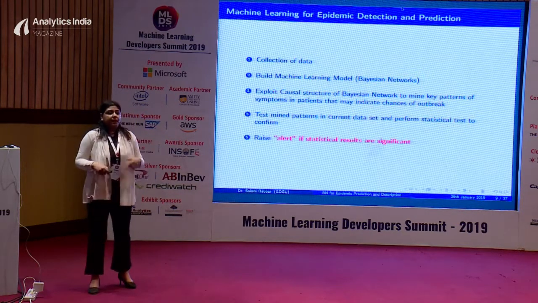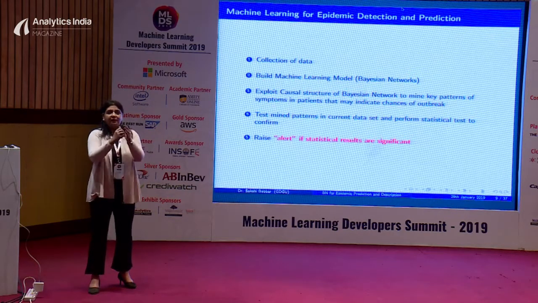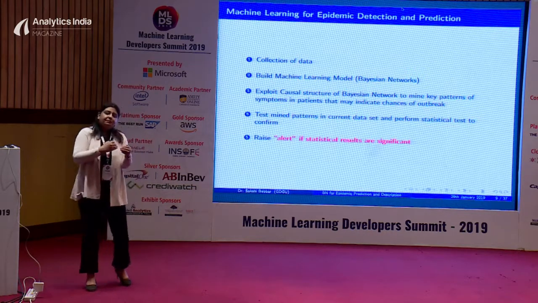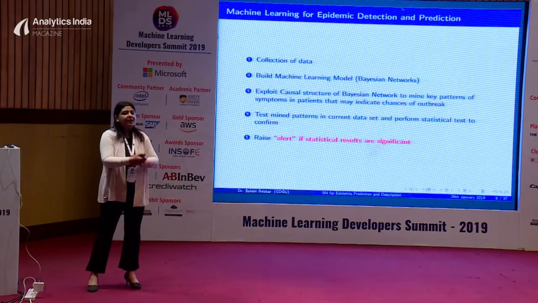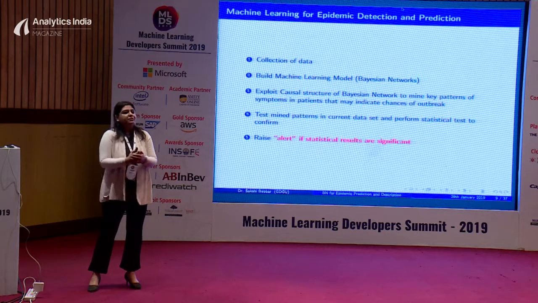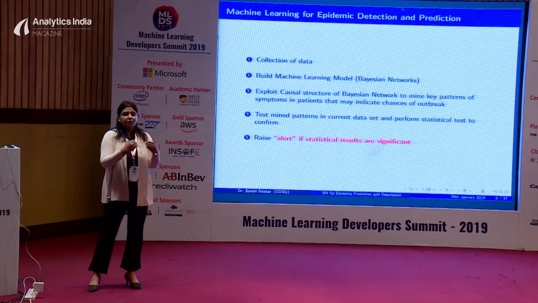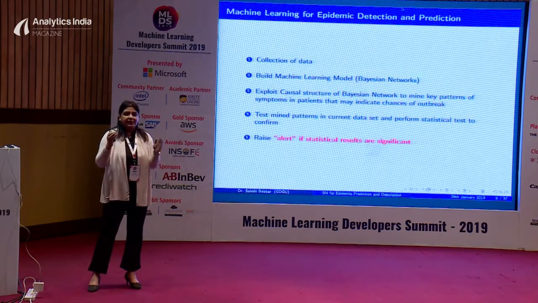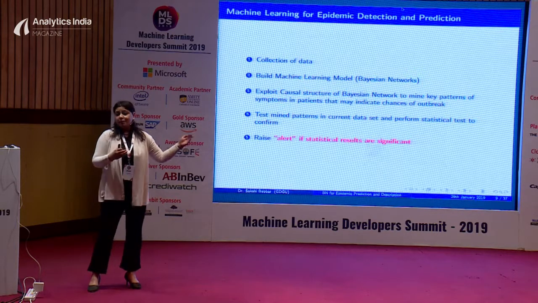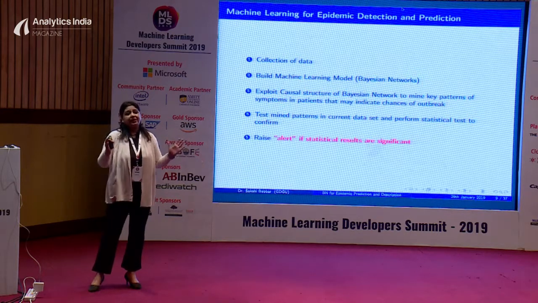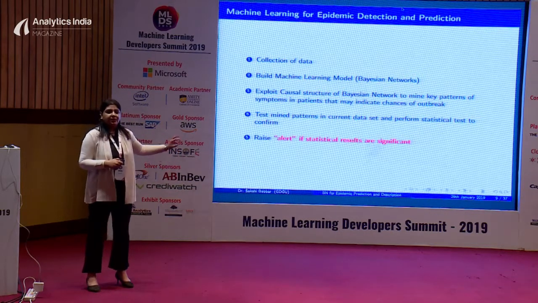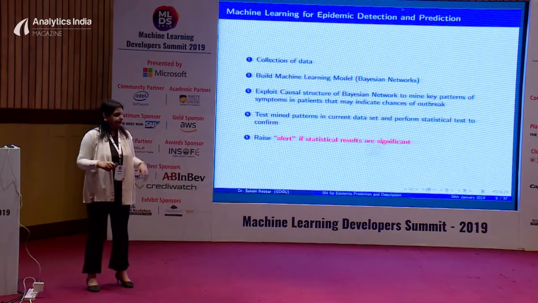The last step is, I now have a trained Bayesian network based on historical data. New inpatient symptoms are coming in, and based on the new data I'm receiving, I need to find out if there is a chance of an epidemic or not. If we find that these patterns are very similar to what we have seen in the history, we will declare an alarm. And all these steps, as I said, are for early detection and nothing else.